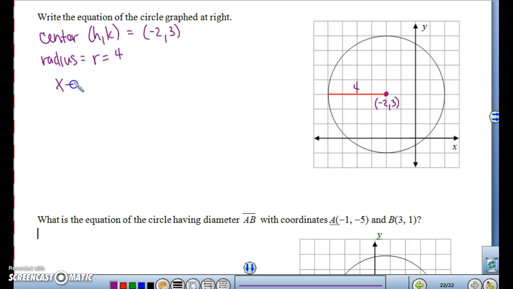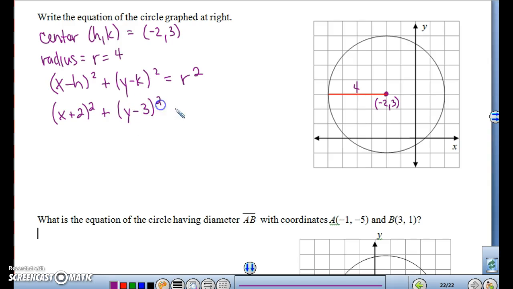Now that I have my (h, k) and I have my r, all I have to do is plug them in and solve it. So x minus -2 would be x plus 2, quantity squared, plus y minus 3, quantity squared, is equal to 4 squared, which is 16. There's my equation of my circle without having to do a lot of work. You just have to pick out the center and the radius.